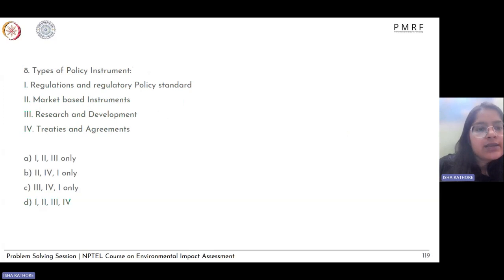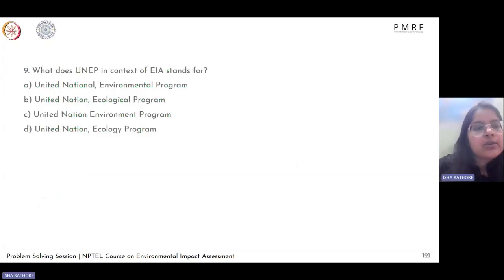Moving on, the types of policy instrument. 1. Regulations and regulatory policy standard. 2. Market-based instruments. 3. Research and development. And 4. Treaties and agreements. So which of the following options are the types of policy instruments? So again, the correct answer is D. That is, all of these are the types of policy instruments. So 1, 2, 3, 4. D is the correct answer. Moving on, what does UNEP in the context of EIA stands for?